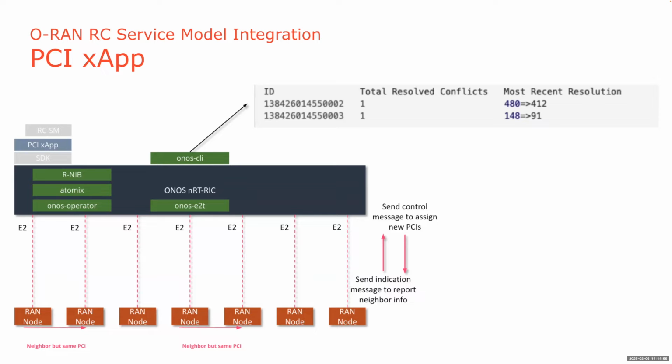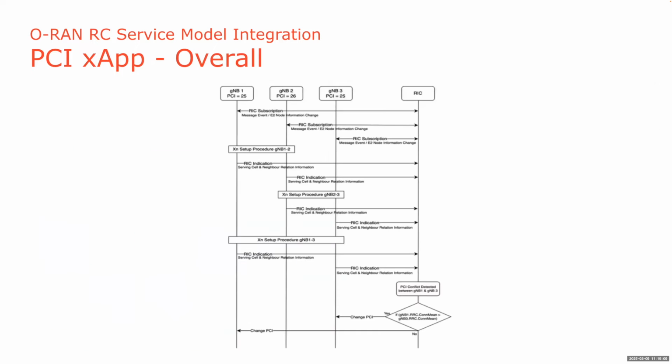So once it is detected, the near real-time RIC can resolve that situation by sending the control message. So that is how the PCI X application is working. Previously that was working with the ONF RC service model, but it is changed to the official O-RAN RC service model. So this is just the brief whole flow.